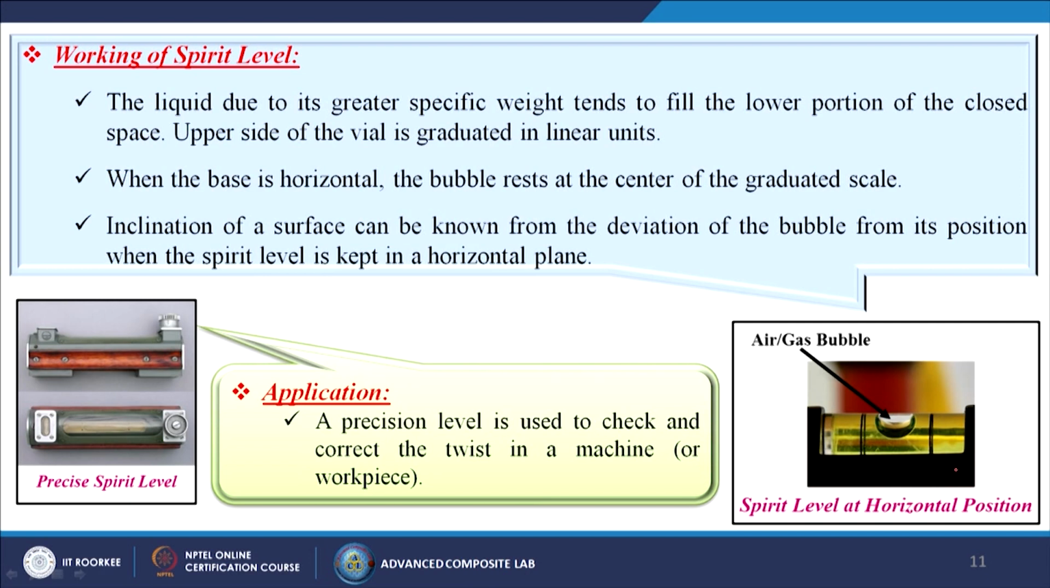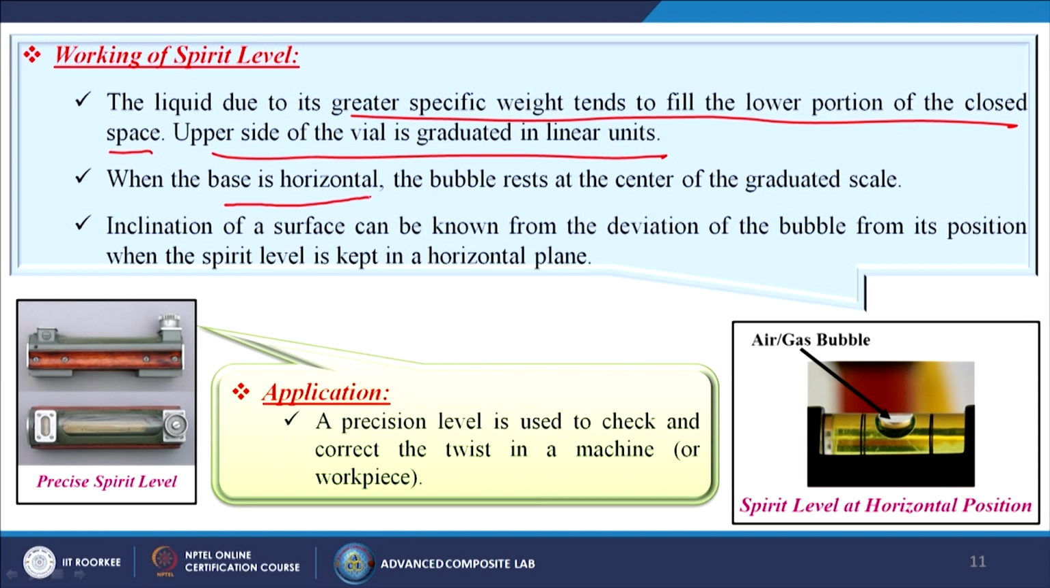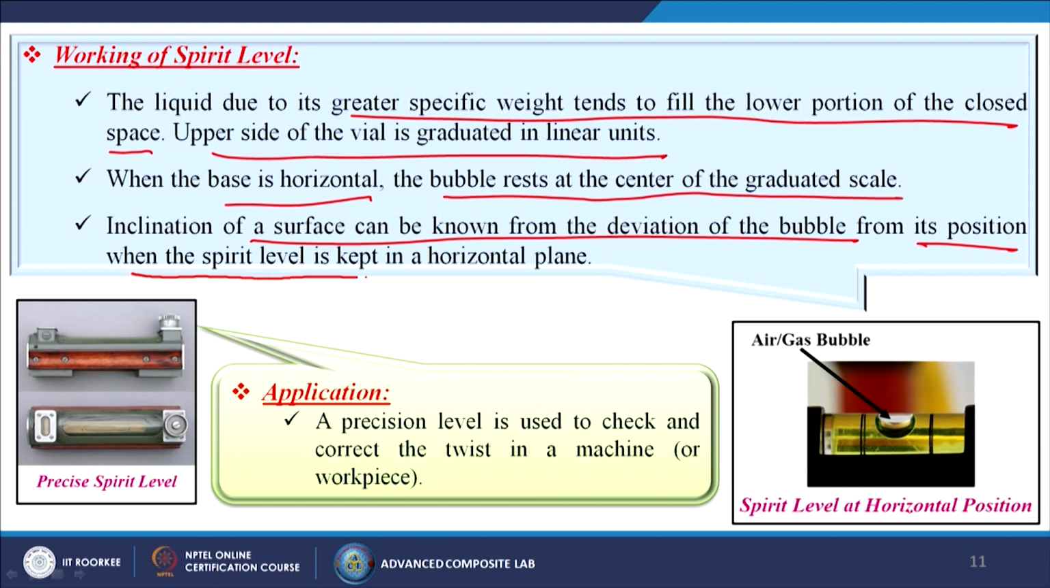Now, working of a spirit level: the liquid, due to its greater specific weight, tends to fill the lower portion of the closed space, and the upper side of the vial is graduated in linear units. When the base is horizontal, the bubble rests at the center of the graduated scale. Inclination of a surface can be known from the deviation of the bubble from its position when the spirit level is kept in a horizontal plane, as I have already explained. Generally we get an image like this. Applications: a precision level is used to check and correct the twist in a machine or workpiece.